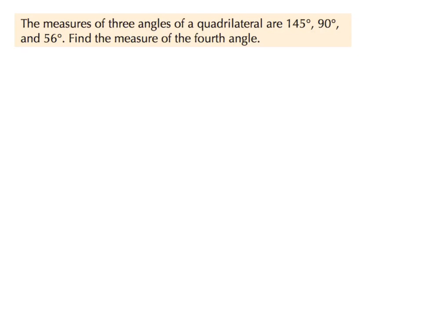Let's do this problem. The measures of three angles of a quadrilateral are 145, 90 and 56 degrees. Find the measure of the fourth angle. So let the measure of the fourth angle be x degrees. We don't know what it is. Now we have to find the value of x. What is the polygon? It's a quadrilateral. Now in a quadrilateral, the sum of all the four angles should be equal to 360.